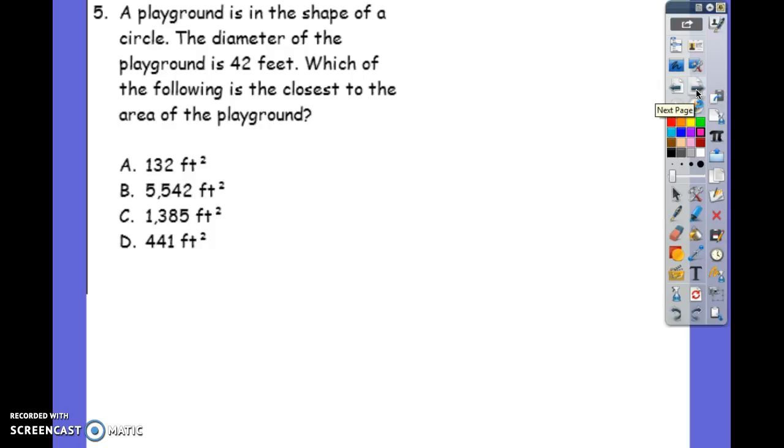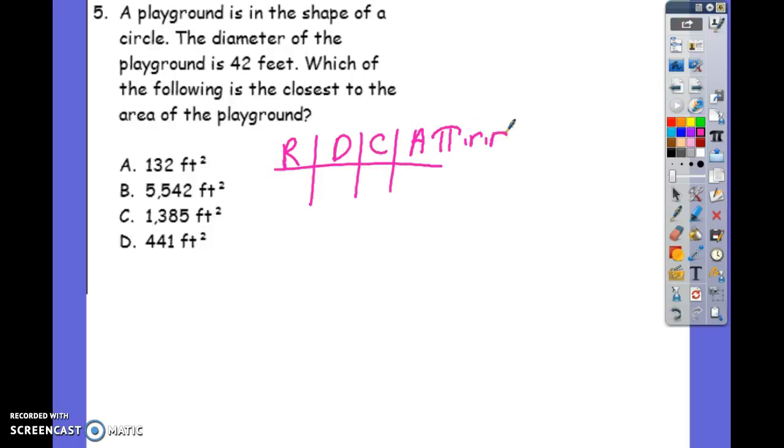Number 5. A playground is in the shape of a circle. The diameter of the playground is 42 feet. Which of the following is the closest to the area of the playground? So we want to use really dumb circles always. And we're doing area, so we know that's going to be pi times r times r. The problem gives me diameter. Diameter is 42. So if I know the diameter is 42, I can divide by 2 to figure out the radius. 42 divided by 2 is 21. So my radius is 21.